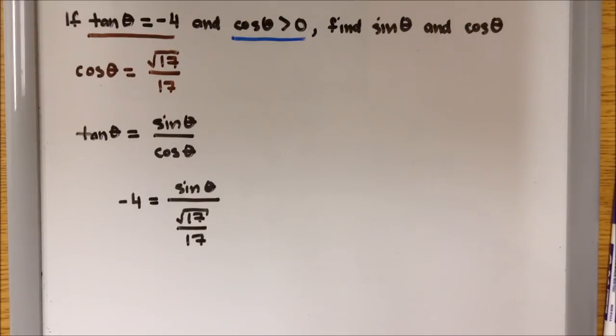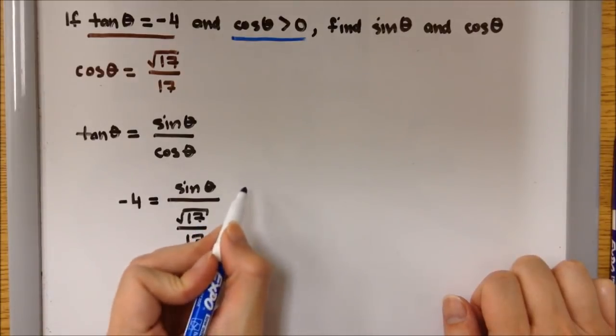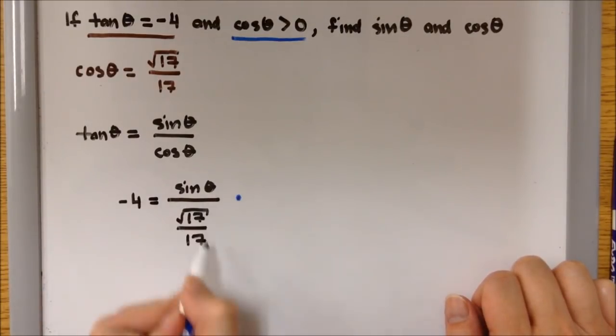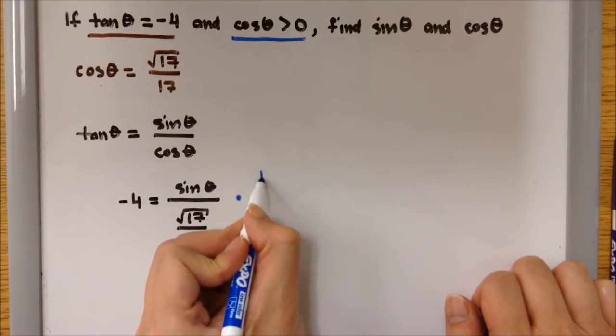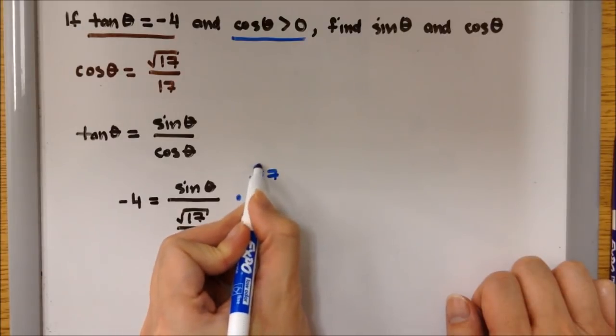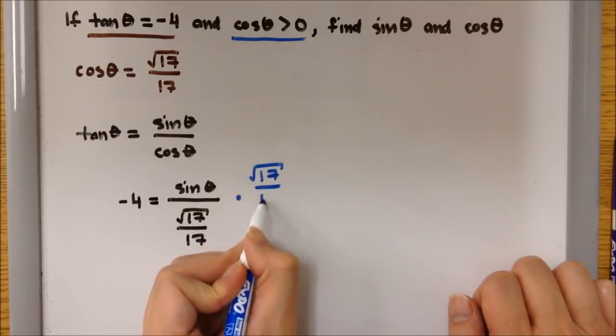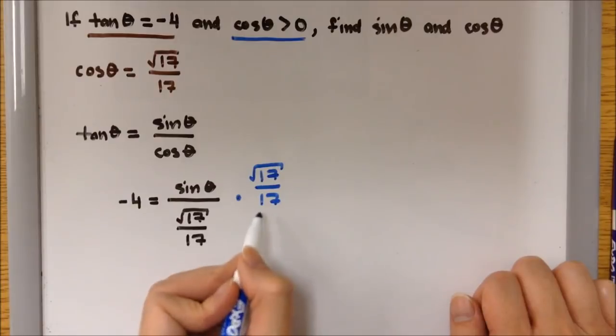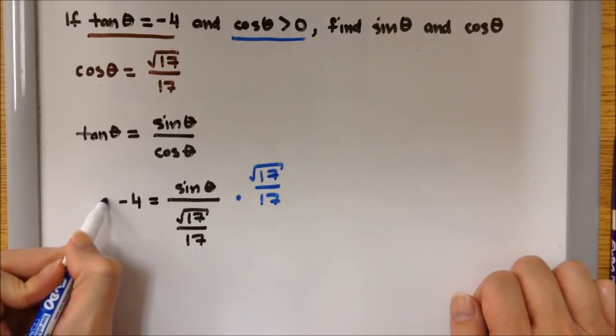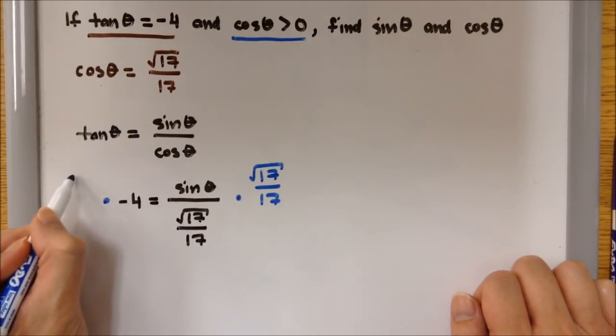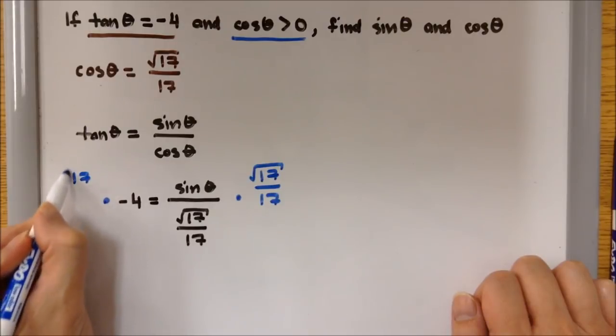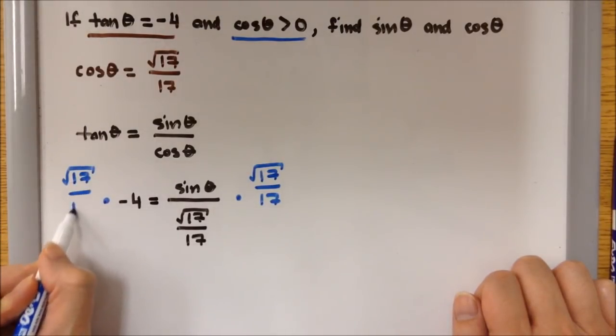Alright, if I want to get sine theta by itself, I'm simply going to multiply by the denominator, which is square root of 17 over 17. So, times the whole fraction, square root of 17 over 17. Multiply on the right side, therefore multiply on the left side. So, square root of 17 over 17.